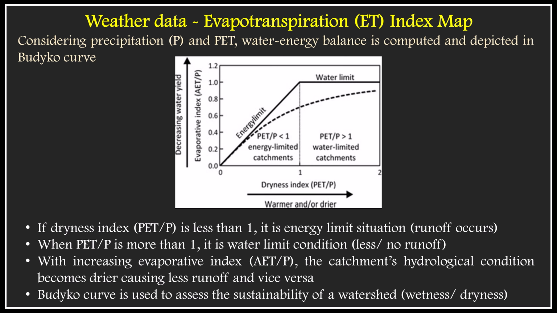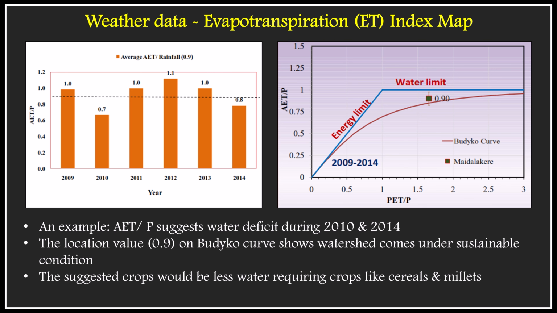Next step in the evapotranspiration presentation is preparation of ET index map. The index map is prepared considering precipitation and potential evapotranspiration, and water energy balance is computed and depicted in the Budyko curve. If dryness index is less than 1, runoff can take place. Here is an example. If you look at the actual evapotranspiration, 2010 and 2014 were water deficit years, and the suggested crops are less water requiring crops like cereals and millets.